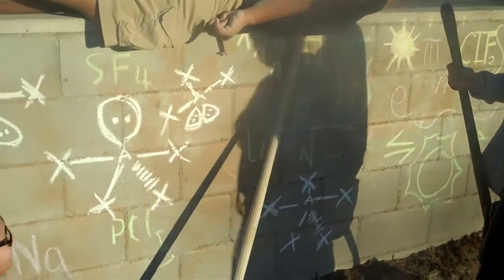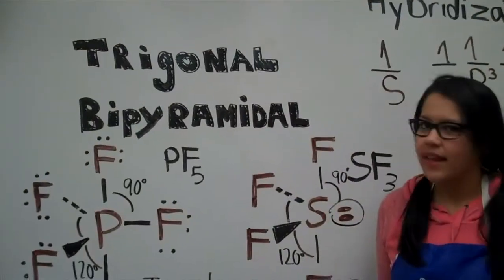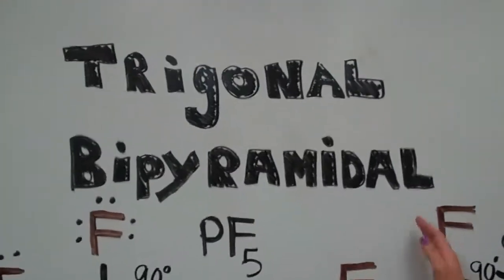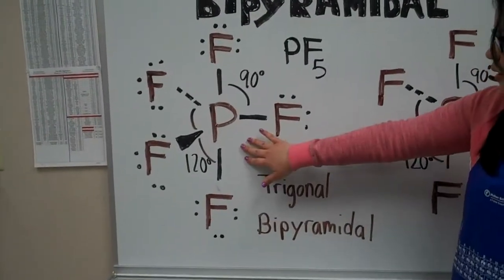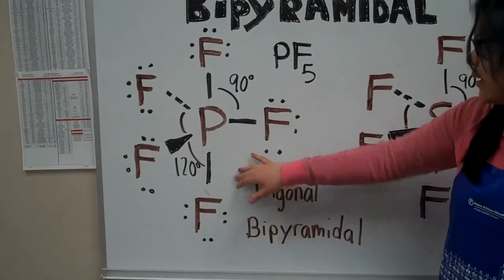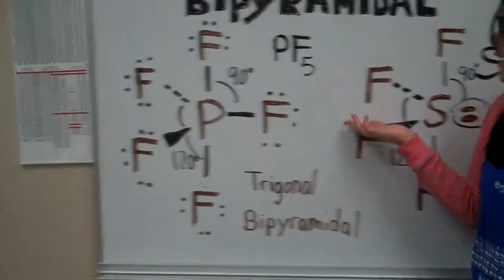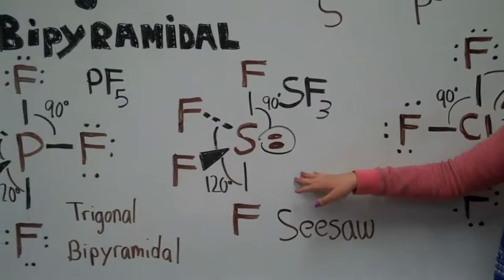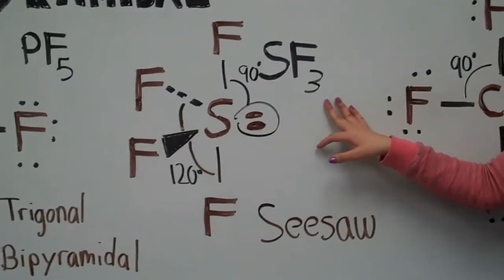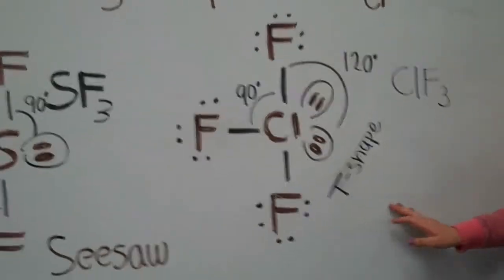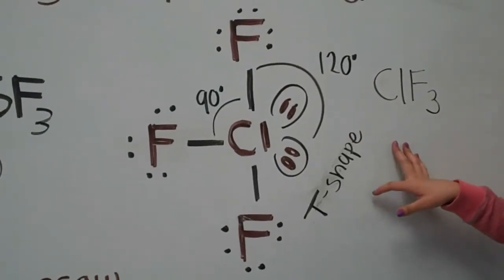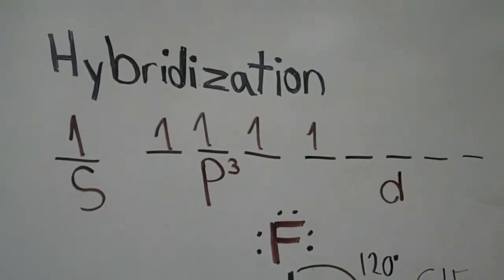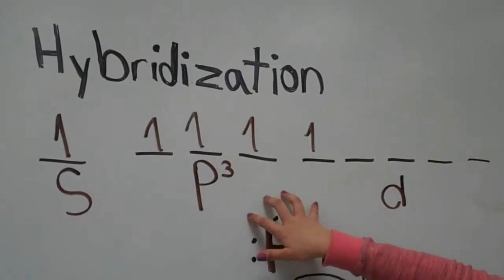Good work! Our next molecular shape is the trigonal bipyramidal, and there's three different types. The first one is called trigonal bipyramidal, and there's five bonds. It has 90 and 120-degree angles, and an example is PF5. The next one is a seesaw. It has four bonds, one lone pair, and an example is SF4. The last one is T-shaped, and there's three bonds, two lone pairs, and the example is ClF3. Its hybridization is sp3d, and it has five upspins.